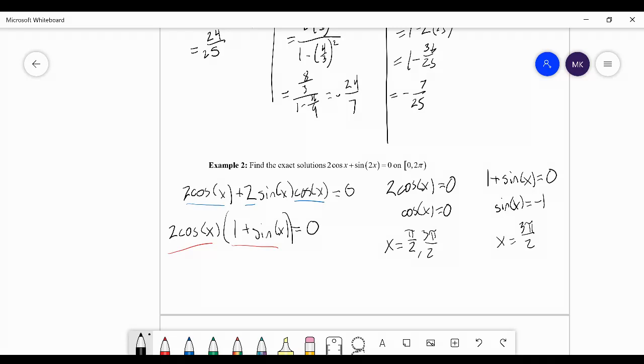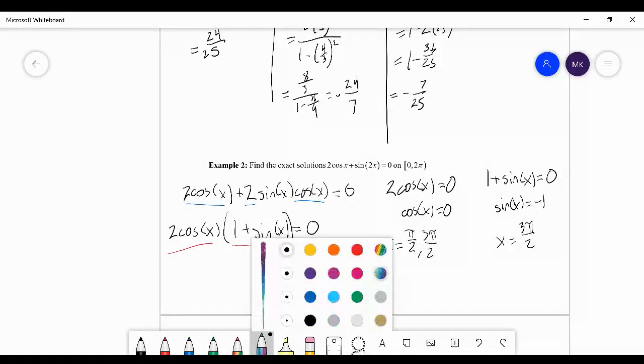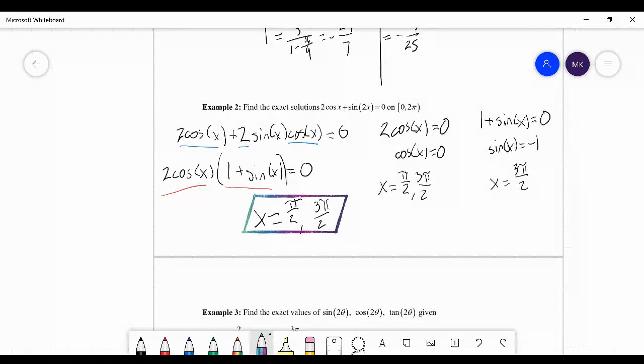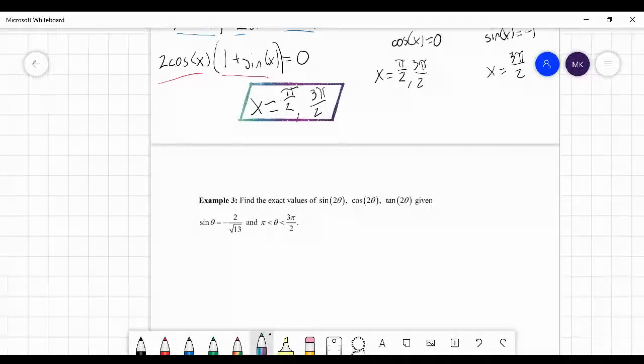So that means when x is 3 pi over 2, both of these pieces equal 0. And so 0 times 0 is still 0, so that's fine. So really our final answer is that x equals pi over 2 and 3 pi over 2. That gives us our solutions for this equation. And that's it. Pretty easy.